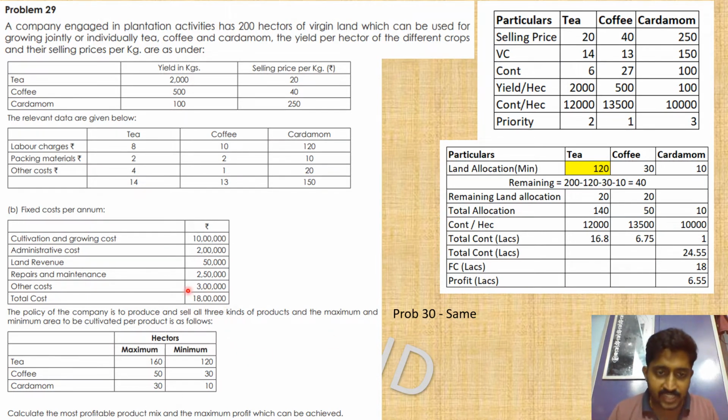Minus fixed cost will give you the profit. The fixed cost is already given in the question as 18 lakhs. So if you reduce 18 lakhs, profit is 6.55 lakhs. So it's a very simple problem, guys.